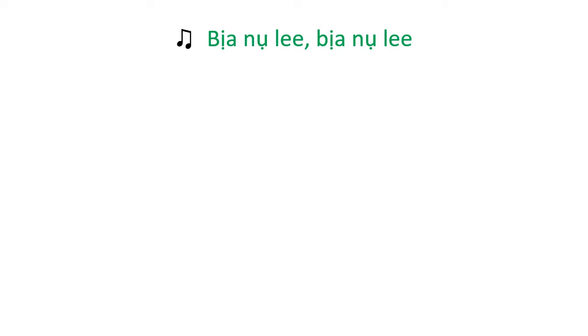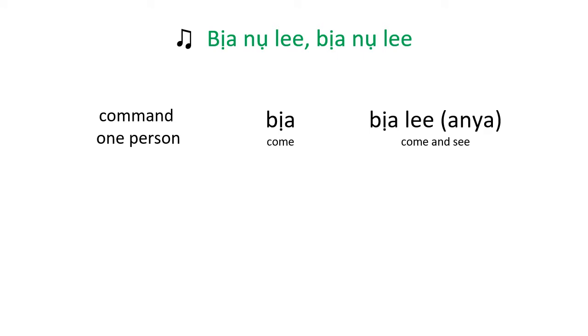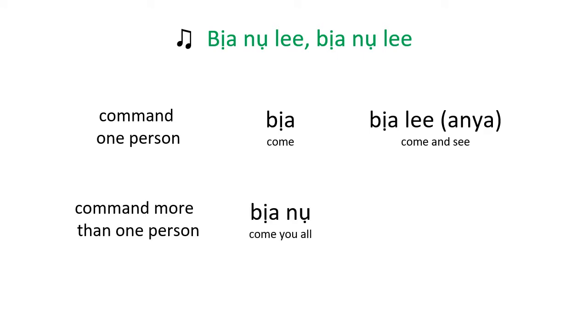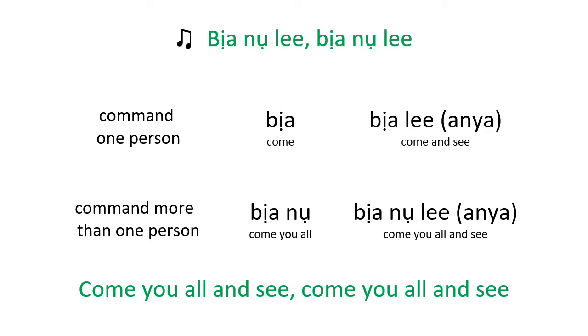Bịanụle, bịanụle. We talked about commands last time. Bịa is another command. Bịa, come. You can combine commands. Bịale or bịale anya, come and see. You can use bịa and bịale to command one person. If you want to command more than one person, you can say bịanụ, come you all, and bịanụle, come you all and see. So we have bịa, bịanụ, bịale, bịanụle. So bịanụle, bịanụle means come you all and see, come you all and see.